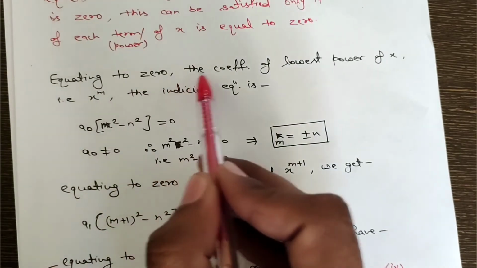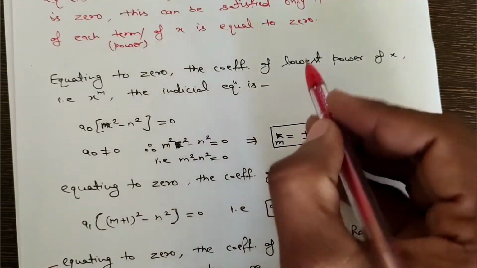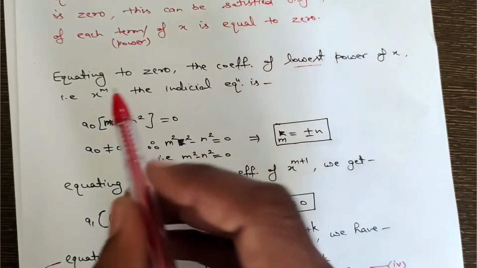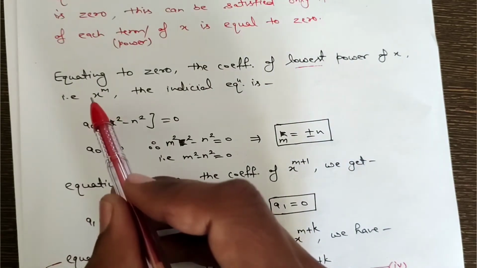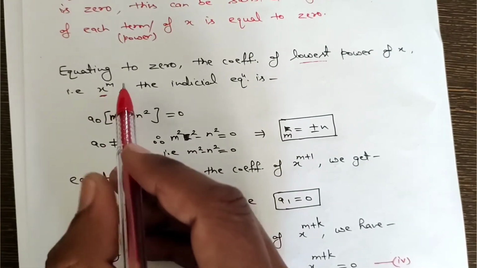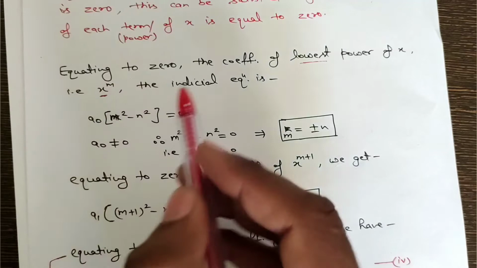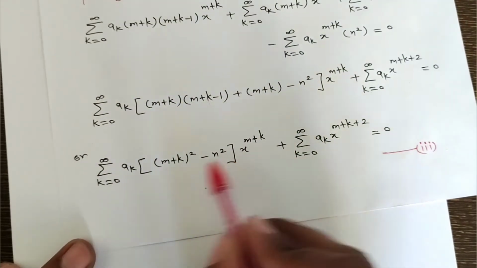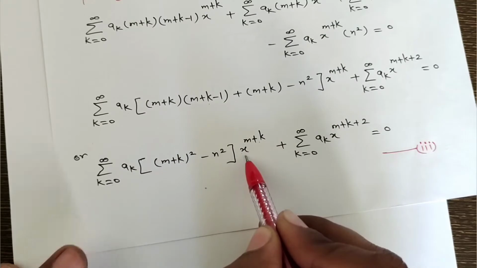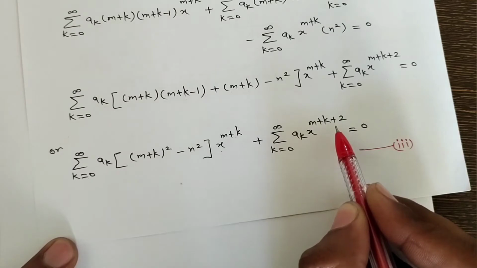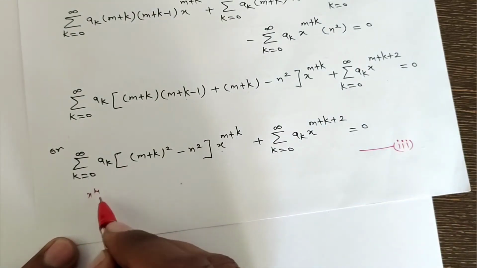So equating to 0 the coefficient of the lowest power of x, we will start with the lowest power and go on comparing or equating the next powers of x. The lowest power corresponding to equation third is x raised to power m. So on equating to 0 we will get our initial equations. So look at this equation third. From this equation third, the lowest power is when k equals to 0, this will give you x raised to power m, and when k is 0, this will give you x raised to power m plus 2. So the lowest power is x raised to power m.